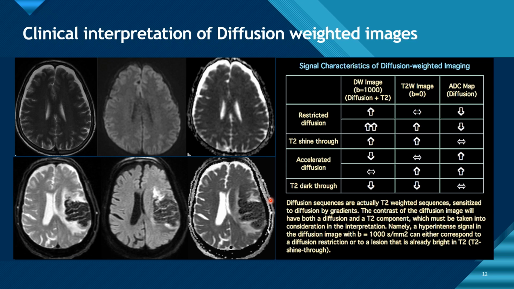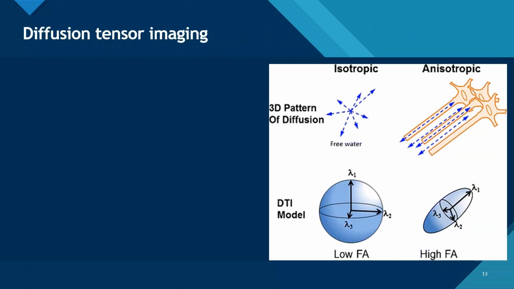Our last example is an example of T2 dark through, which appears of low signal intensity on T2 weighted image, low signal intensity on B1000 image, and also low signal intensity on ADC image. In some cases, it can appear iso-intense, and this is also representative of a T2 dark through.